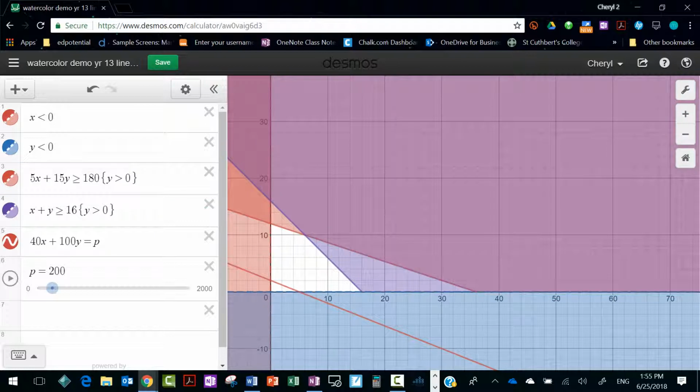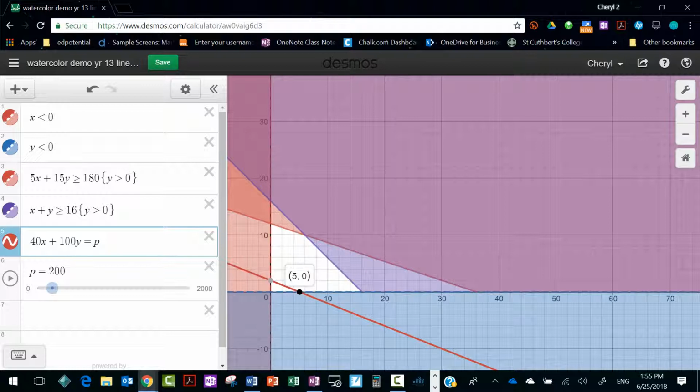Now, I want to show you what happens when you move an objective function through that feasible region, what it all means. So this is our objective function, 40x plus 100y is equal to p. And on software, we can actually plot this little sliding point. So let's say I want the profit to be 200. At a profit of 200, you've got points 5 and 0, 0 and 2 that will give you a profit of 200, and anything in between those points will give you a profit of 200 as well.